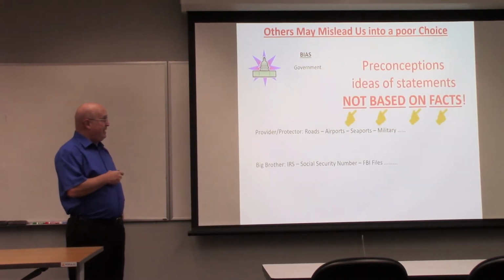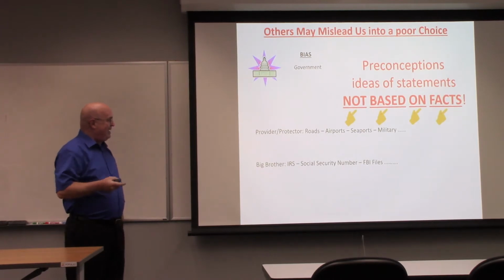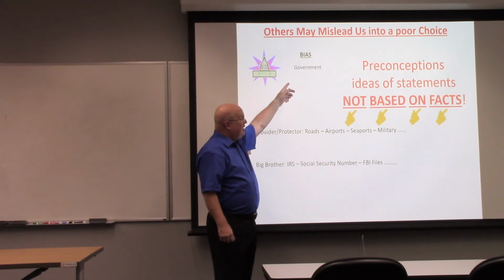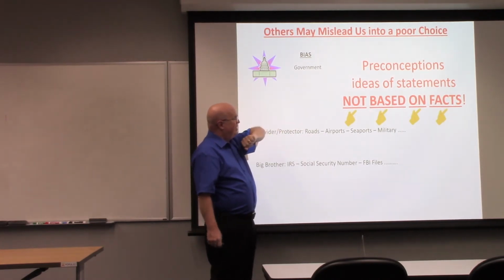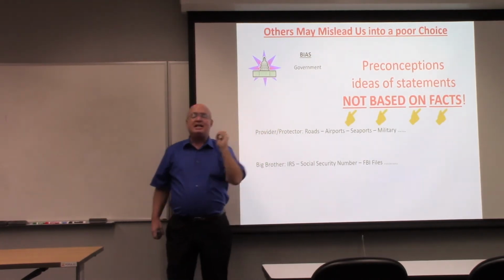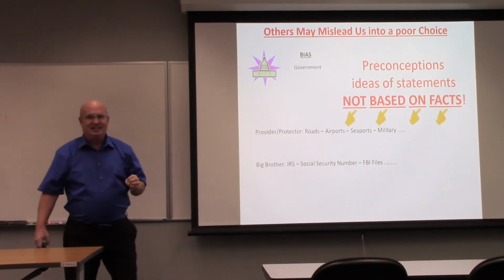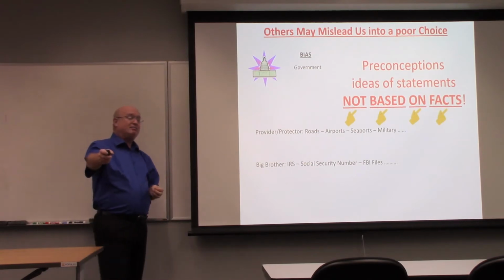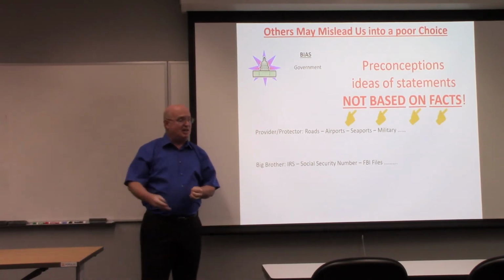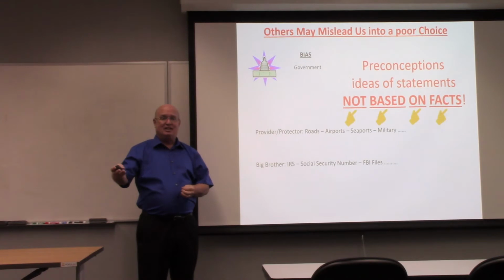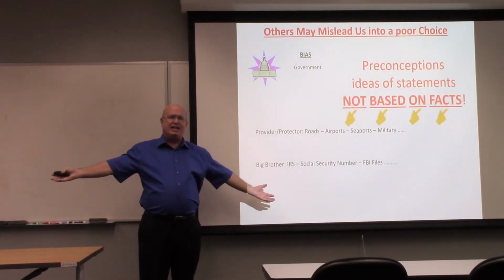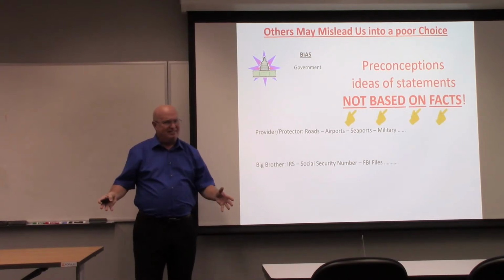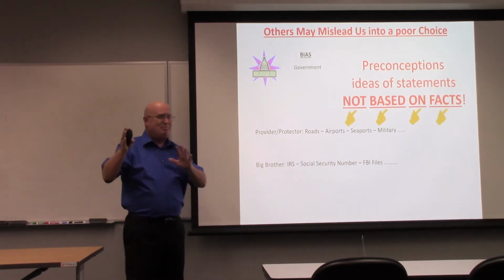Okay. We normally think of some bad things, Big Brother, IRS, all that kind of stuff. So when we look at government, we have a preconception of that statement, but not based on facts. Again, it's interpretation. Now, granted, the government does have a lot of things that it could do better. But then why is everybody wanting to come to the United States if we're so bad? Okay, something to think about.